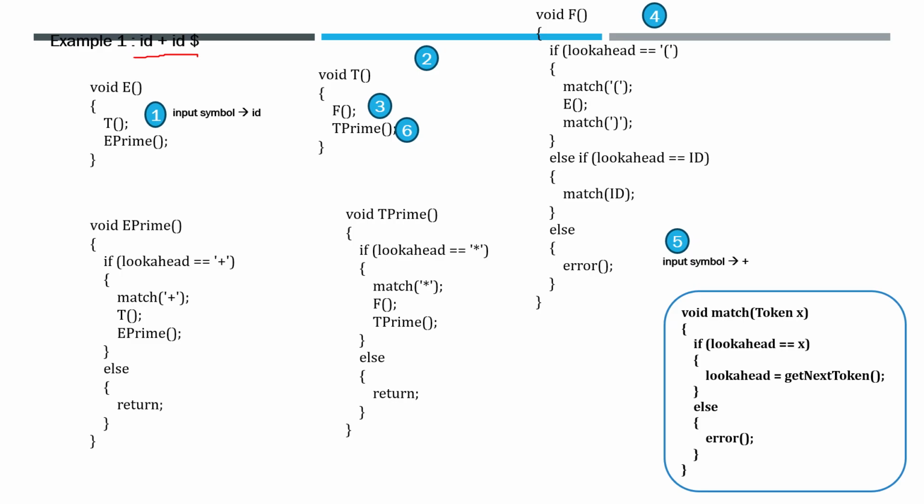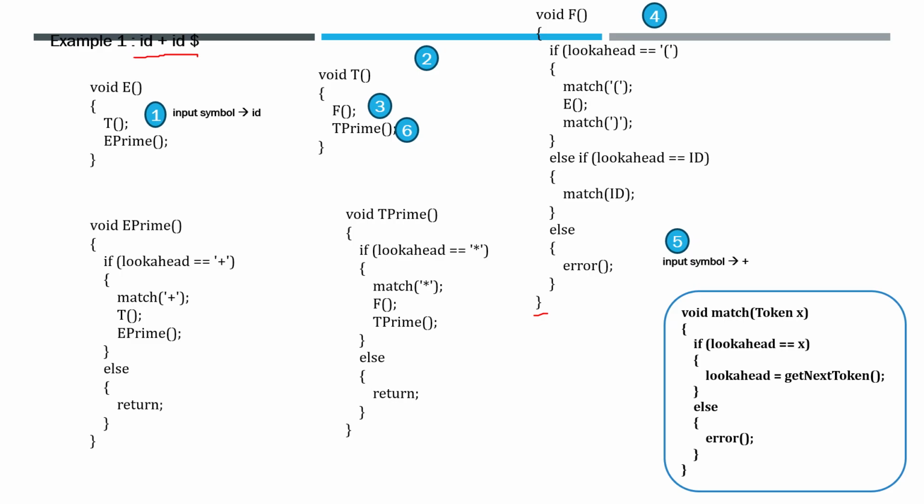Have that look ahead as plus here. After this entire F procedure is over, after look ahead match ID, it is over. So it sees the close bracket here. Once this entire procedure is over, it sees the close bracket. When it sees the close bracket, it moves back from where it is called.